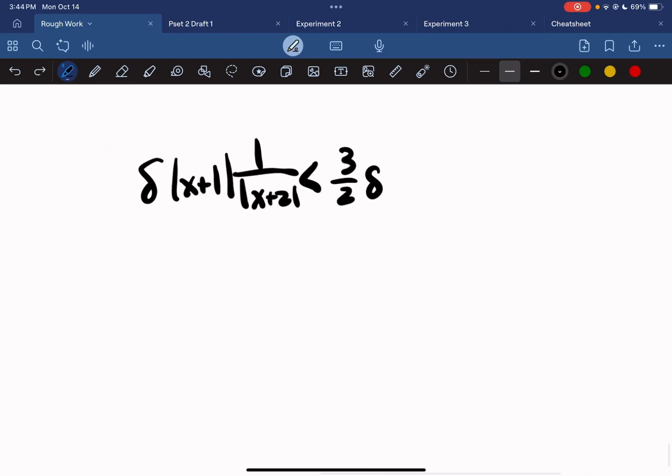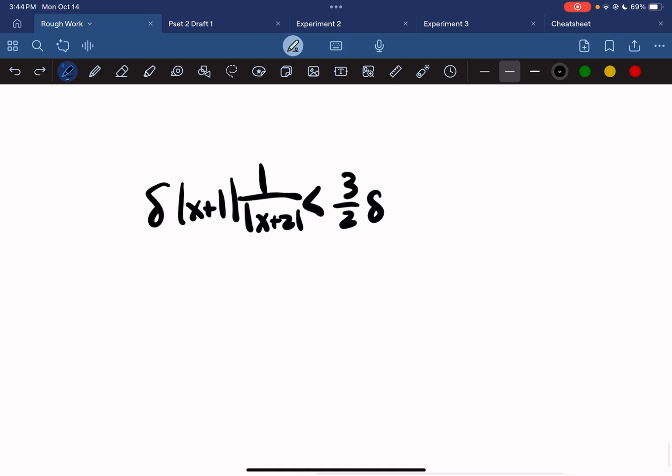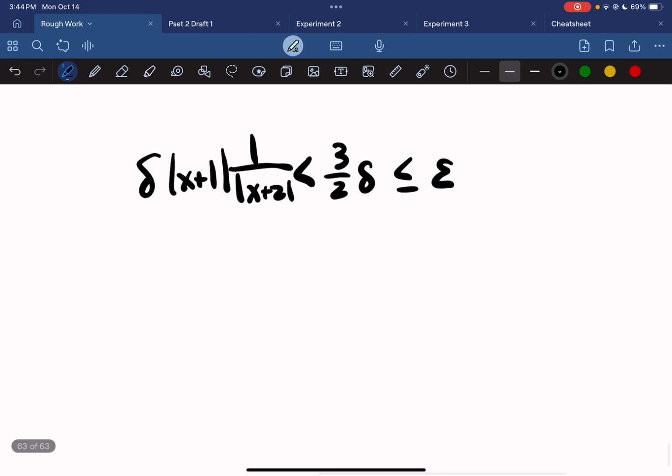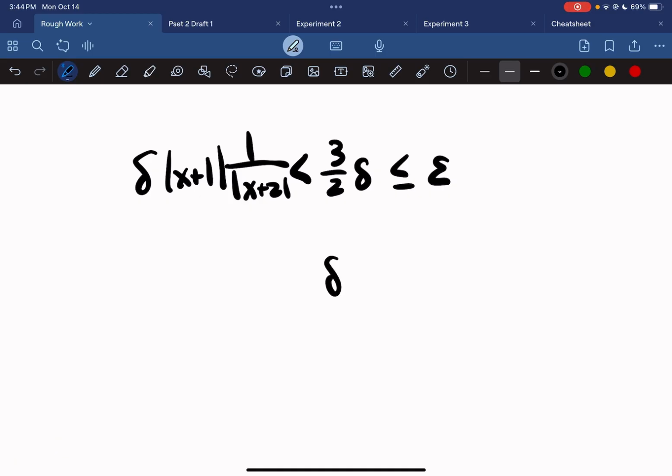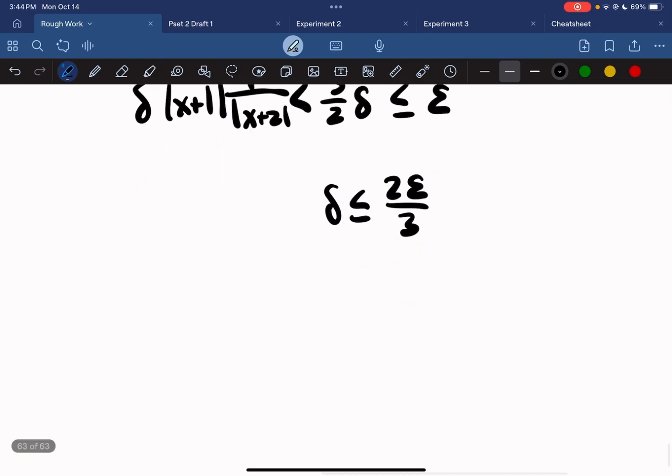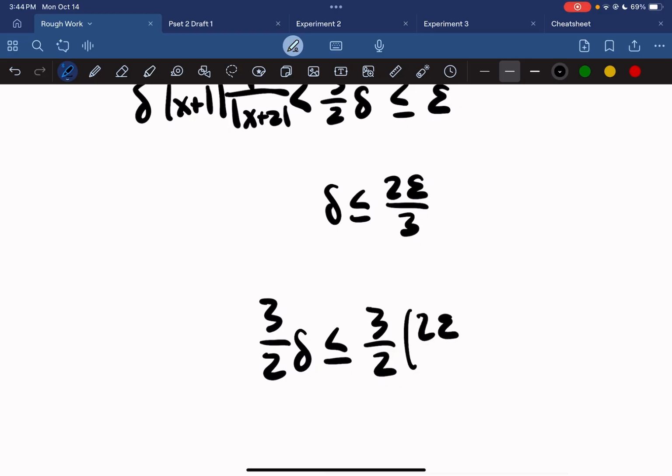So what value of delta can we choose to make this all equal to epsilon, or less than or equal to epsilon? For the purposes of this, it's probably easier just to make it equal to epsilon. And we can very clearly see that if we make delta less than or equal to 2 epsilon over 3, then once we plug this in, we know that 3 over 2 delta must be less than or equal to 3 over 2 times 2 epsilon over 3. And we see this is just equal to epsilon.